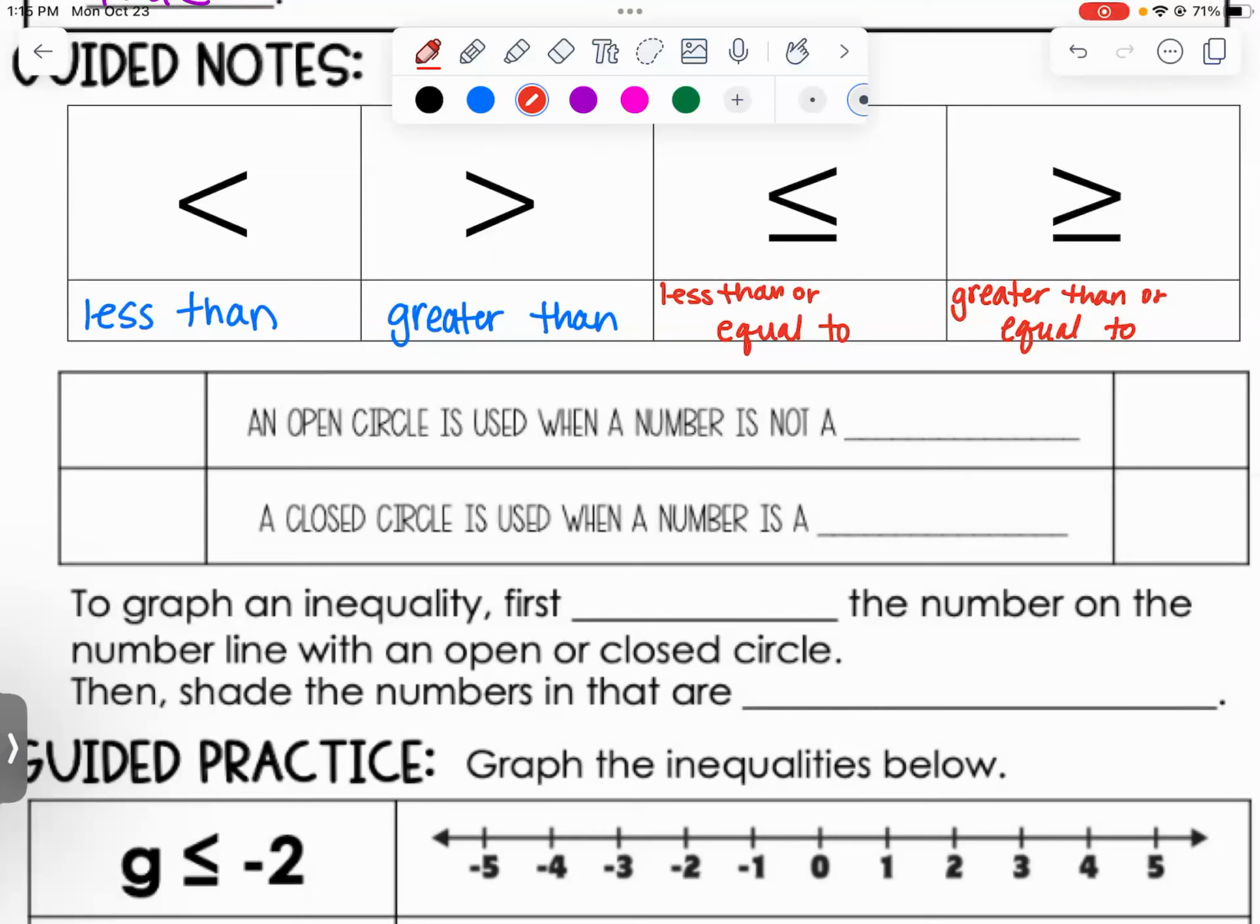If we have one of these, we don't have the equal, which means our number is not a solution. So we are going to have an open circle. This open circle means we do not have a solution at that number. So I'm going to have you write that when we have greater than or less than, those are the times we're going to use this open circle.